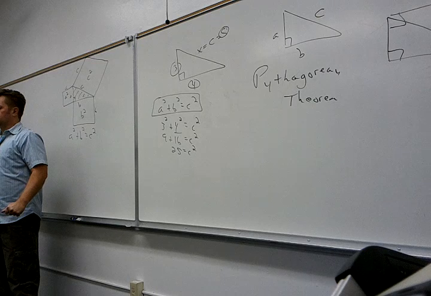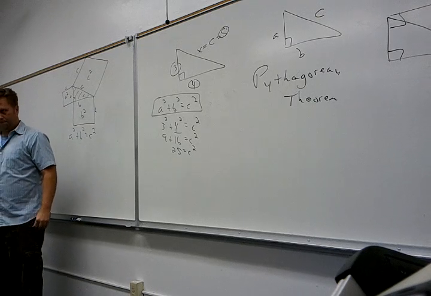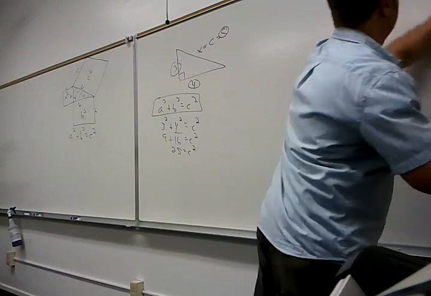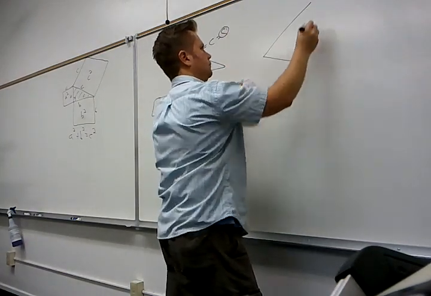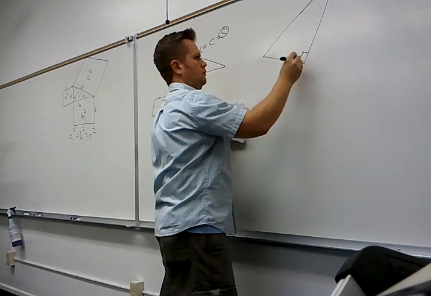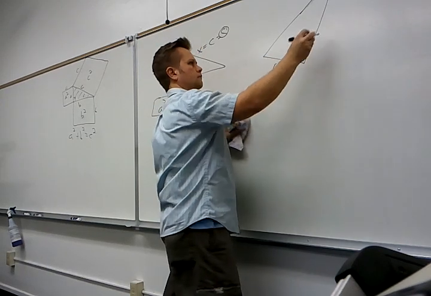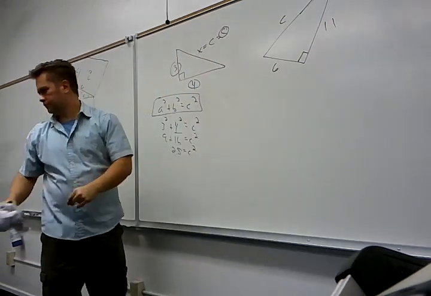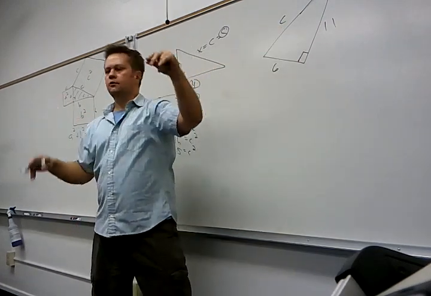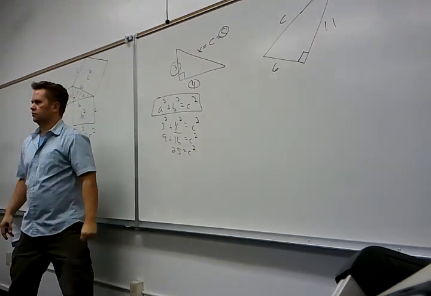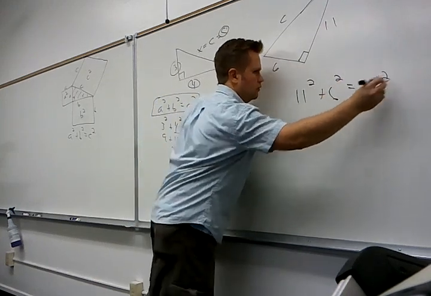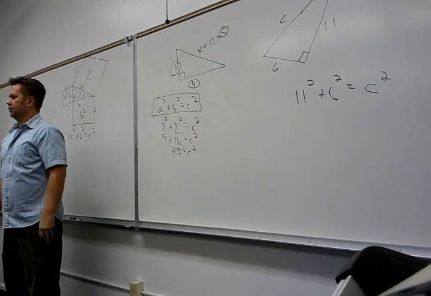So is the last one, your square root, your final answer then? Yeah. So let's do one last one that doesn't come out nice. Give me something a little bit more interesting here. All right, so across from the right angle has always got to be the C, the hypotenuse, the biggest side. So how would this equation look? 11 squared plus 6 squared. I like it. Equals C squared. This is not going to come out pretty, just a warning.